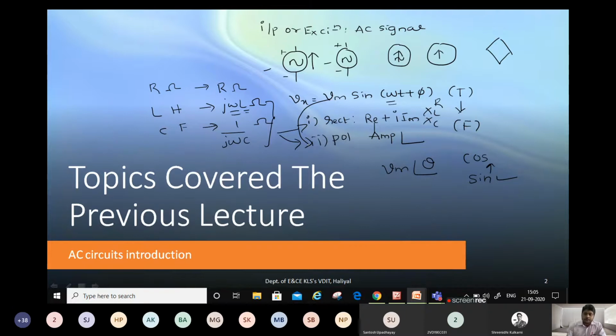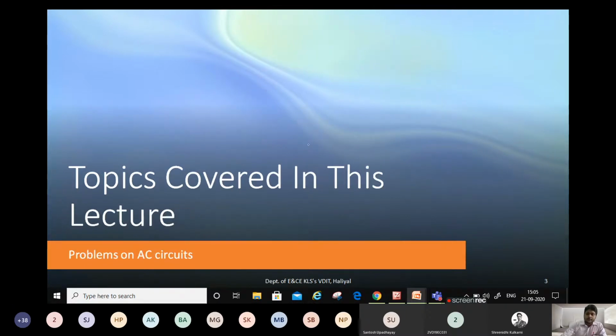So now coming to today's class. First, make sure that you have the calculator with you. Once you come to these problems, you should be aware of a few things. You should be aware of the matrix. Why I am telling you these things, you will come to know. Then, how to get the determinant of the matrix.